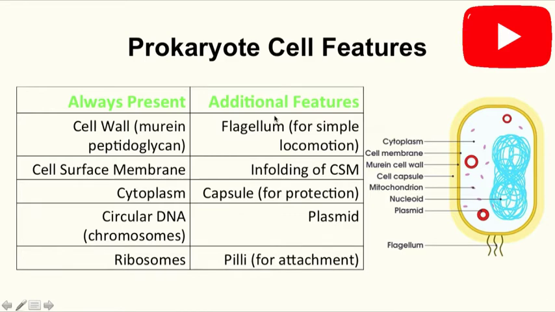So just keep that in mind. Now, additional features are just flagellum and so on. This CSM is just cell surface membrane. I just abbreviated it. A capsule for protection, plasmid, and pili for attachment. Now, pili aren't on this diagram, but it's just when bacteria want to attach to another cell, then they have extensions. So that's what pili is. So for your exam, just remember this table, but more specifically, remember these points.